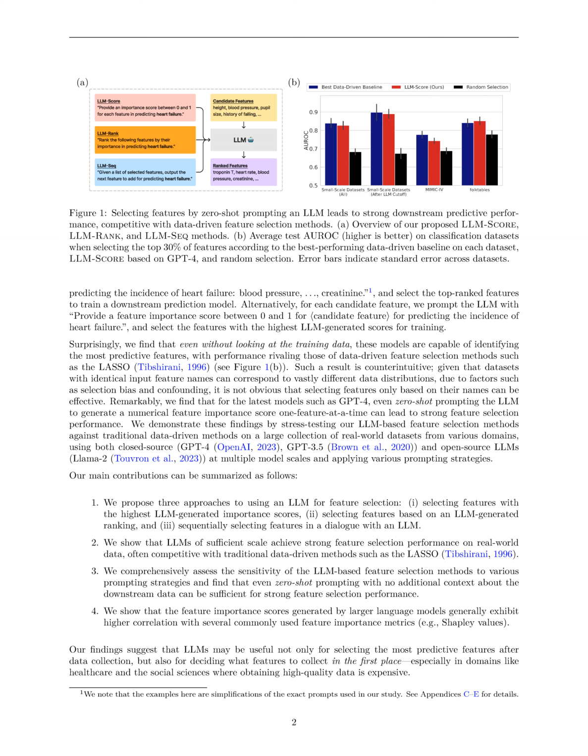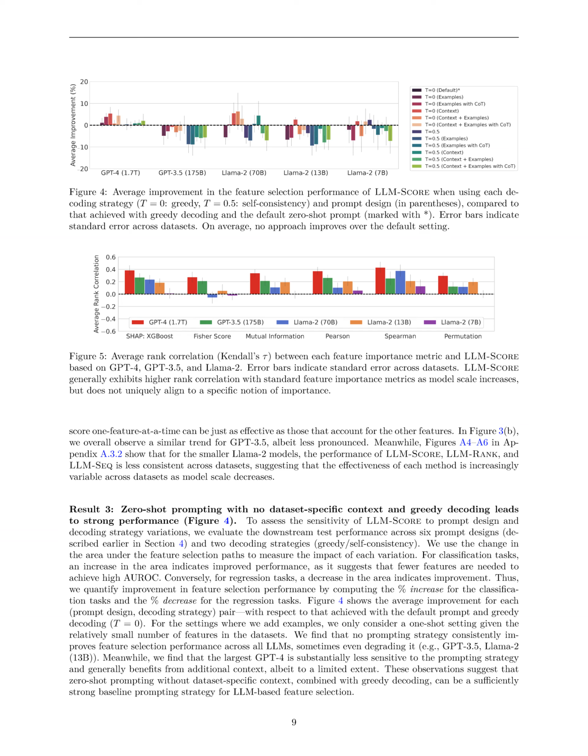The paper highlighted that even simple strategies like querying for an importance score one feature at a time can be effective for feature selection. Additionally, the experiments showed that zero-shot prompting with no dataset-specific context and greedy decoding led to strong performance, indicating that this could be a strong baseline strategy for LLM-based feature selection.